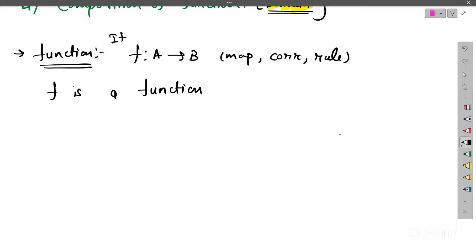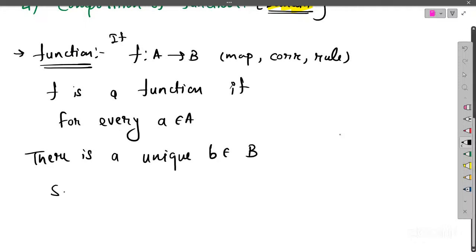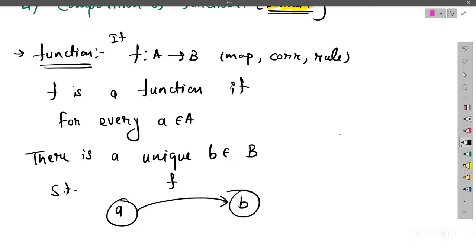The first condition is that we say f is a function if for every a in A, there is a unique b in B, in such a way that this function takes a small a as an input and maps this a into b. That means b has a pre-image and that pre-image is nothing but a. Every input value should get mapped, so for every input we need an output. This is the first condition that a map should satisfy if it wants to become a function.